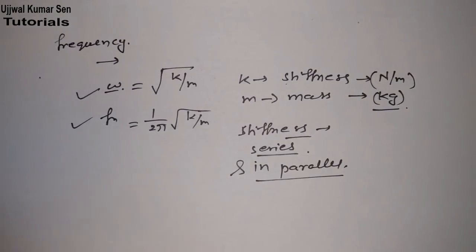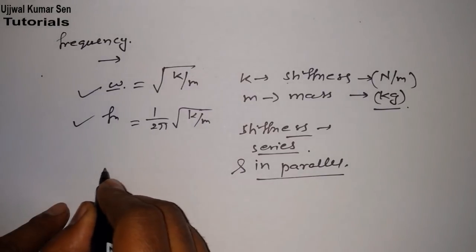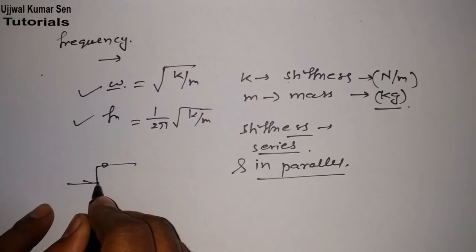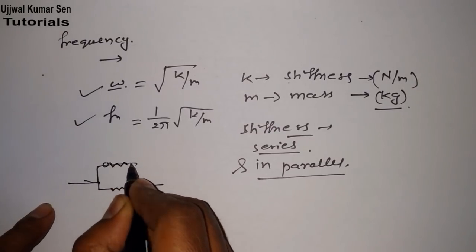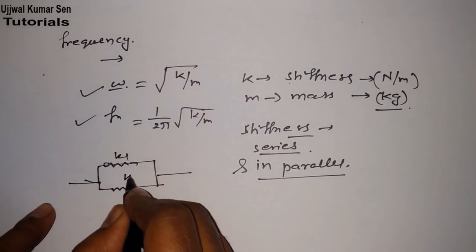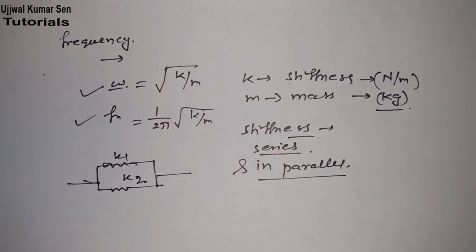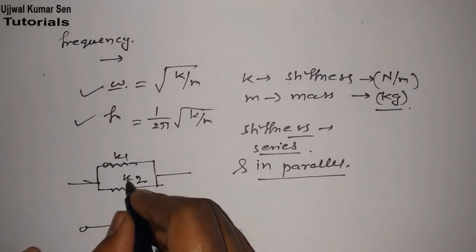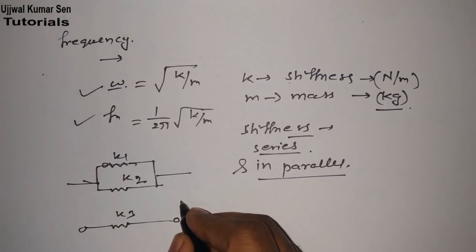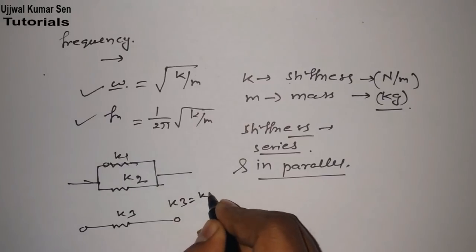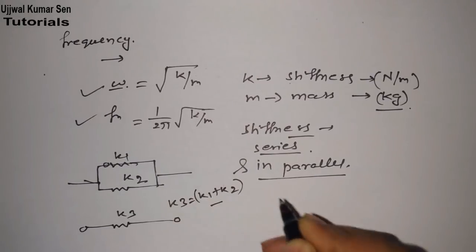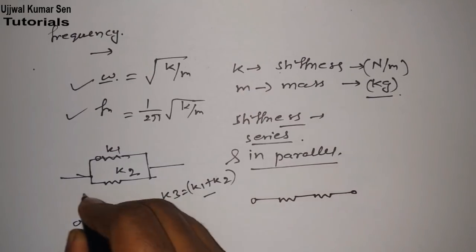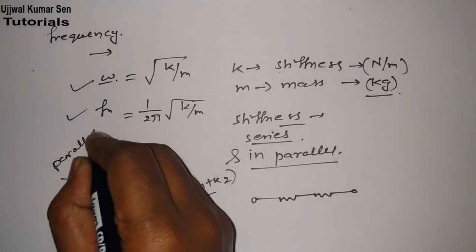It's really simple. Suppose two stiffnesses are given here, K1 and K2, both in parallel. To find K3, if you want to get one stiffness from these two, what do we have to do? K3 is equal to K1 plus K2, direct addition, right? If two stiffnesses are in parallel, this is the case.